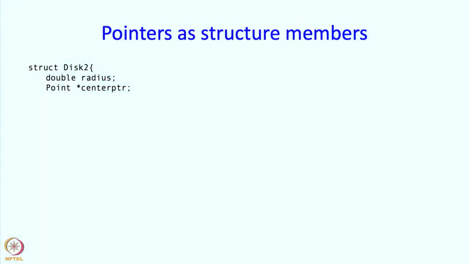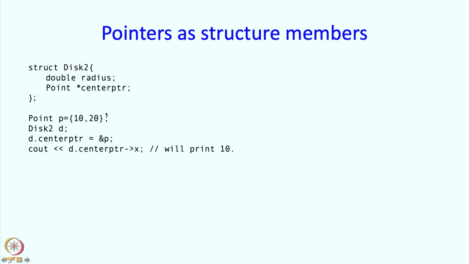Now, pointers can be structure members as well. So, I can have a struct disk 2, which has a double radius and which has a point, but this time my member is not a point, but a point star, or a pointer to a point. So, center PTR, with center PTR equal to address of P. This is a pointer, and into it I am storing the address of this point.